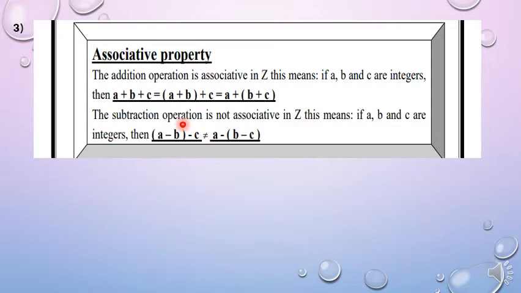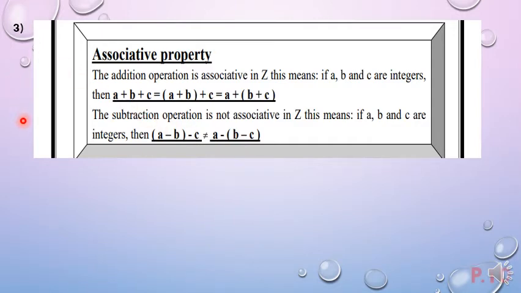But the subtraction operation is not associative in Z. This means if A, B, and C are integers, then, between brackets, A minus B, minus C doesn't equal A minus, between brackets, B minus C.